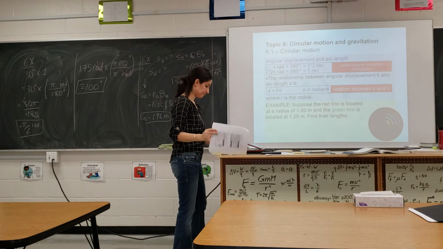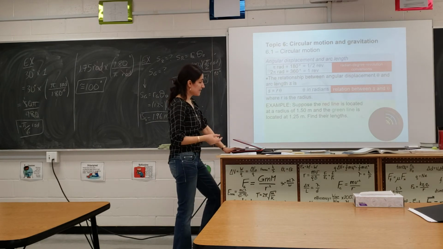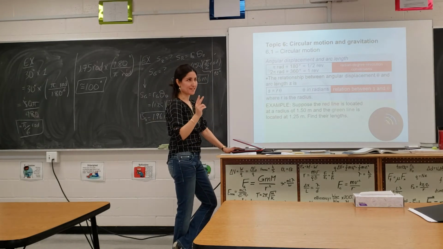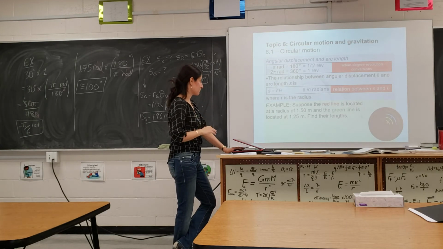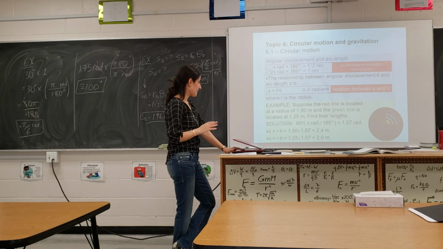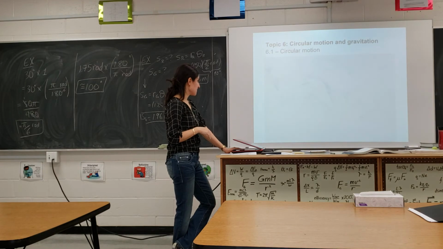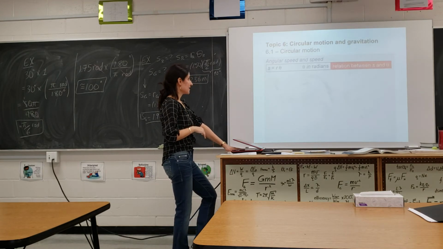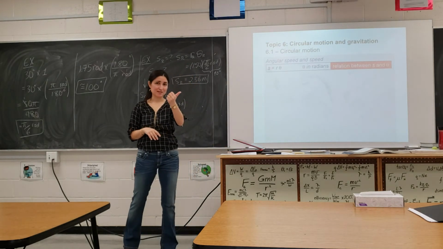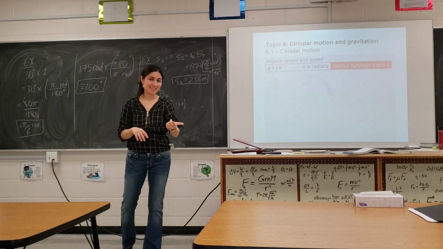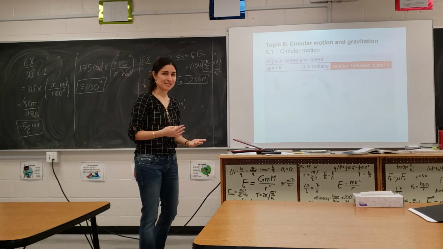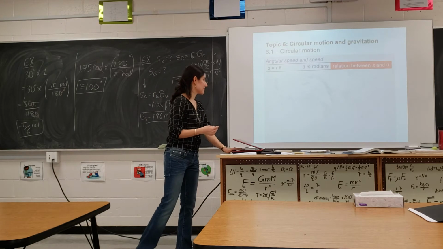I think in the slides, the answers are to 2 sig figs, but 3 sig figs would actually be a little better here. But it's fine. So we talked about angular displacement, we talked about arc length. The next part that would make sense is to talk about angular speed and speed.